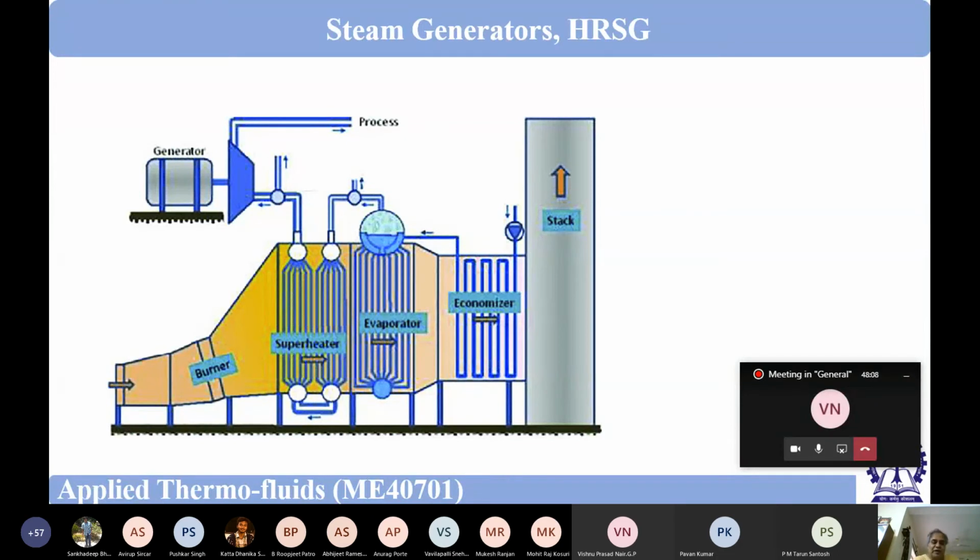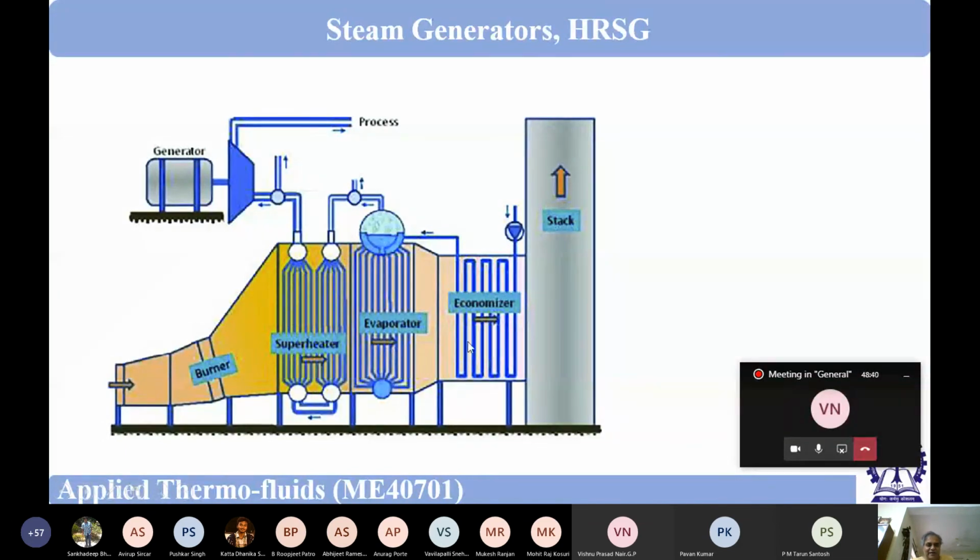And locally, if we see any tube, the gas flow is in this direction, and the fluid flow inside the tube is at 90 degrees to the gas flow. So this is cross flow locally, and globally it is counter current flow. That kind of heat exchanger is called cross counter current flow, and that is what is there in an HRSG.